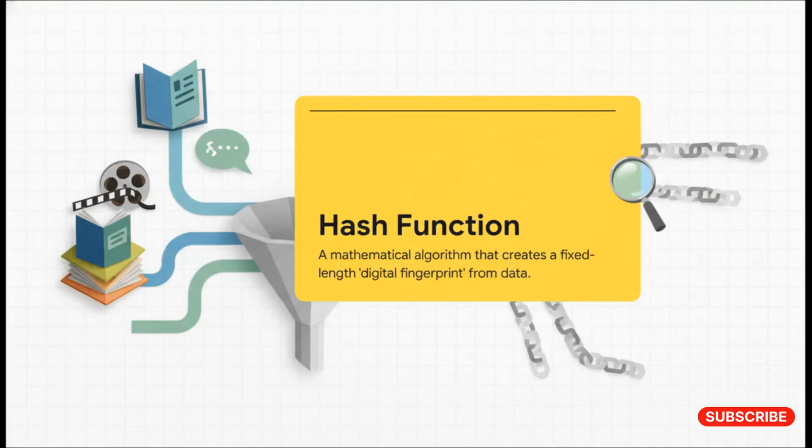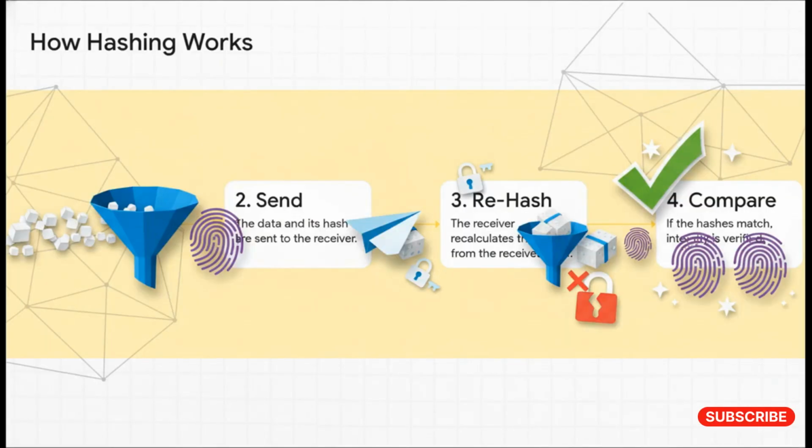So a hash function, it's just a mathematical recipe, an algorithm. You can feed it anything, a single word, the entire text of a book, even a full movie, and it'll chew on it for a second and spit out this unique, fixed-length string of letters and numbers. That string, that's the hash. And the wild part is, no matter how big the original file is, the hash it produces is always the same length.